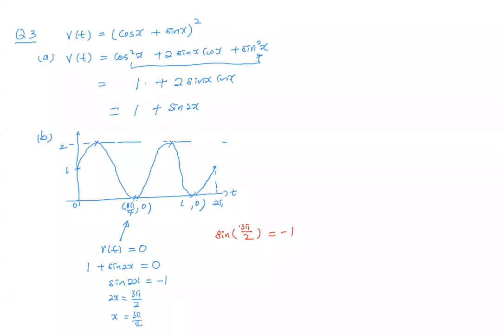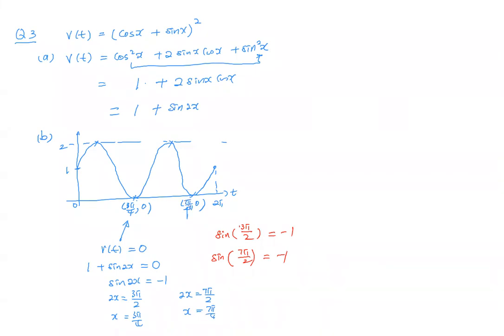So for another one, you will go another round, so it will be plus 2 pi. So it will be sin 7 pi over 2. You also will get -1. So the other one will be 2x equal to 7 pi over 2. So your x will be equal to 7 pi over 4. That is here.